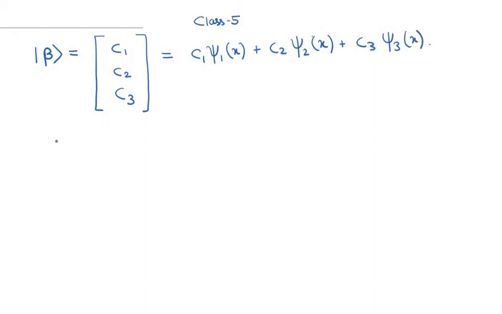So if we write psi 1x in vector notation or Ket notation, this would become psi 1 equal to 1 0 0. Okay, right now we are considering that we only have three bases. The set of basis vectors contains three elements.